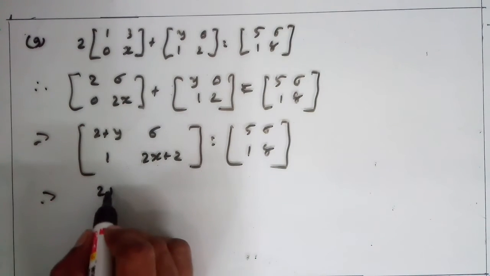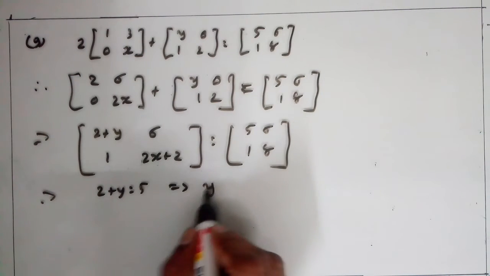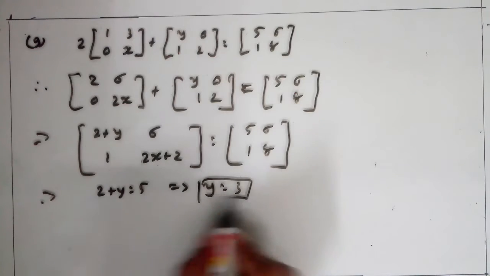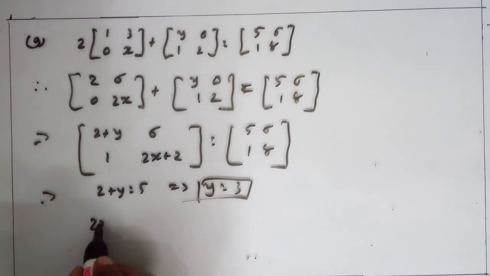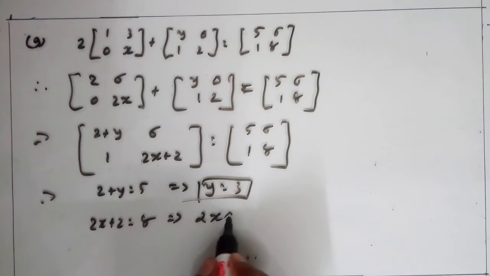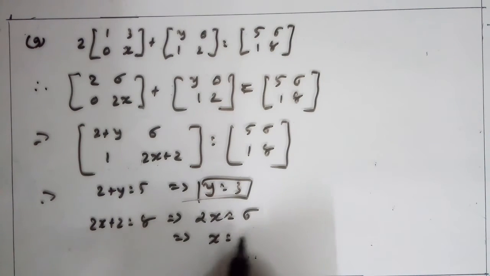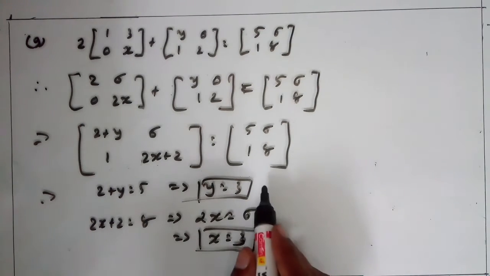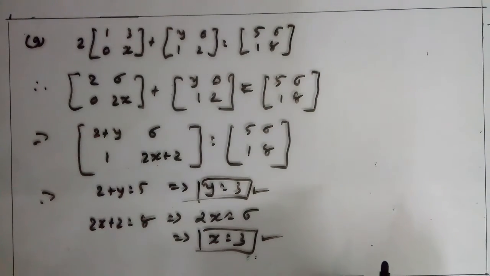We know that. So 2 plus y is equal to 5. This implies y becomes 3. Clear? Here 2x plus 2 is equal to 8. This implies, taking this side, 2x is equal to 6. This implies divide by 2, so we get x is equal to 3. Clear? So the value of x is equal to 3 and the value of y is equal to 3.